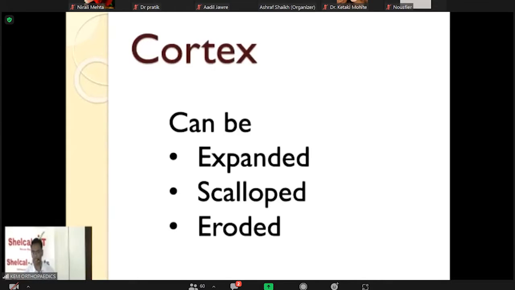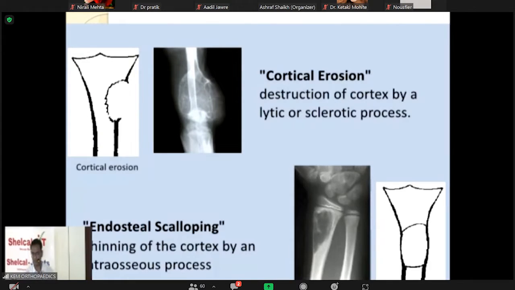Cortex. It can be expanded, scalloped, or eroded. So cortical erosion, like destruction of the cortex. Any lesion where you see a destruction of the cortex commonly, any lesion? Any malignant lesion like osteosarcoma. When you're describing the X-rays, remember you have to use this particular term, whether there's a cortical erosion, or whether this lesion is an endosteal scalloping. There is no cortical breach as such, but the cortex has been eaten up from within. That's an endosteal scalloping from an intraosseous process. This you can see in an intraosseous abscess in an osteomyelitis.